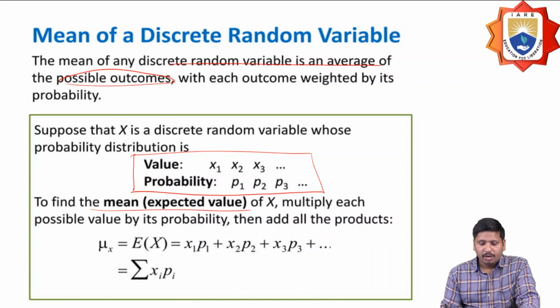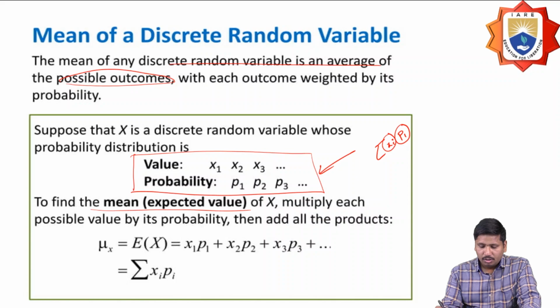We multiply each possible value by its probability, then add all the products. This is the initial table we are going to have. Then how do we calculate the mean? The mean is the summation of the xi values times the pi values, that is, the value and its probability.